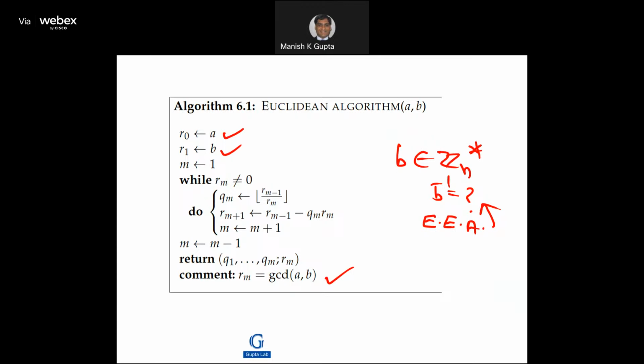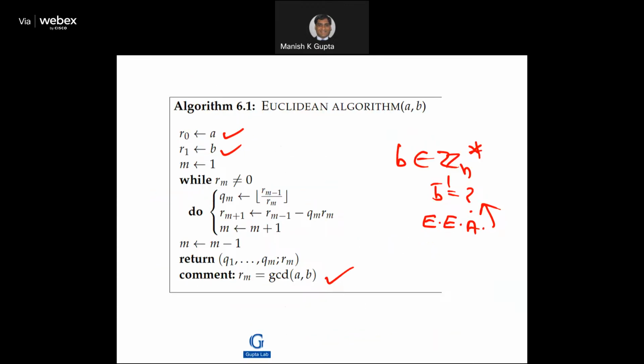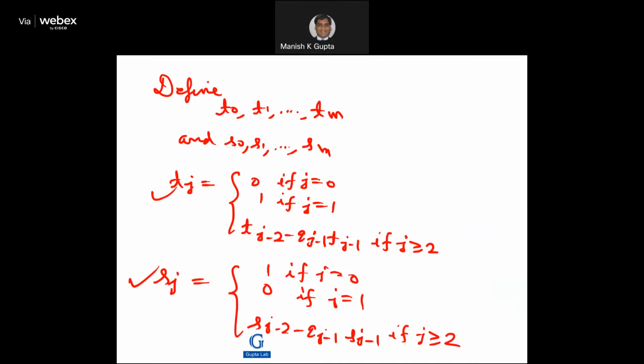So let us look at some values here. Now we develop this result. If T0, T1, Tm and S0, S1, Sm are numbers, we can define these sequences of numbers Tj and Sj. T0 is 0.